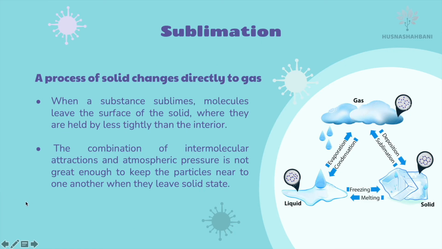Sublimation is the process of a solid changing directly to gas without becoming liquid first. So from solid directly to gas. When a substance sublimes, molecules leave the surface of the solid, where they are held less tightly than in the interior. The combination of intermolecular attractions and atmospheric pressure is not great enough to keep the particles near to one another when they leave the solid state, so it straight away becomes gas.